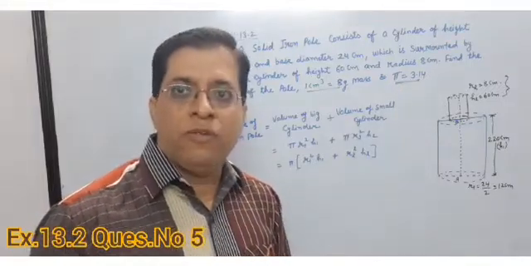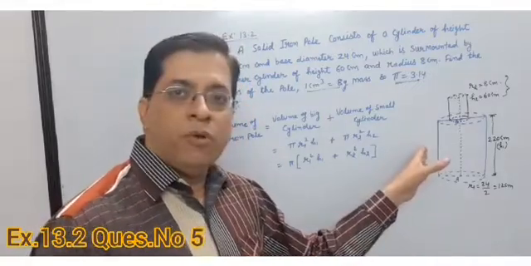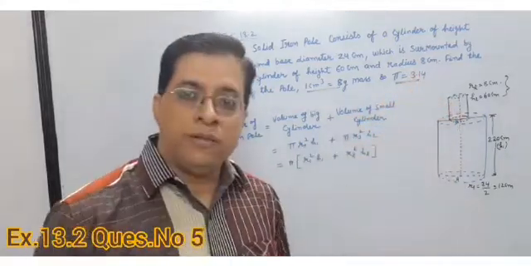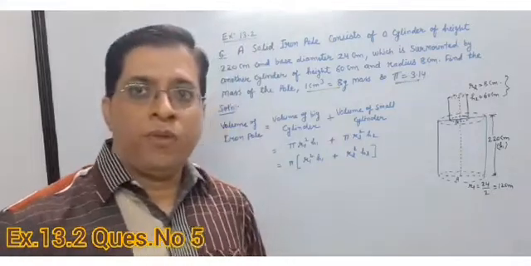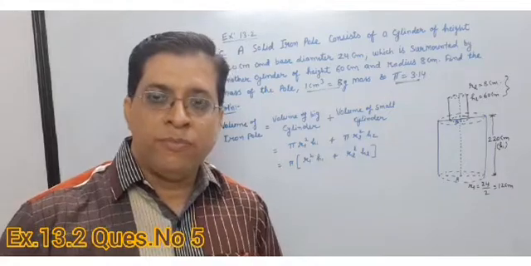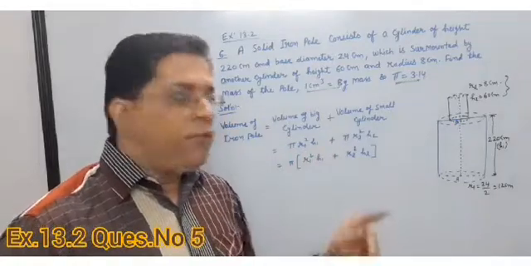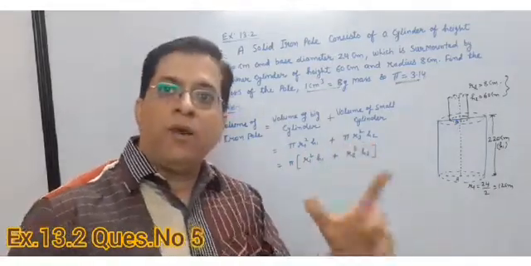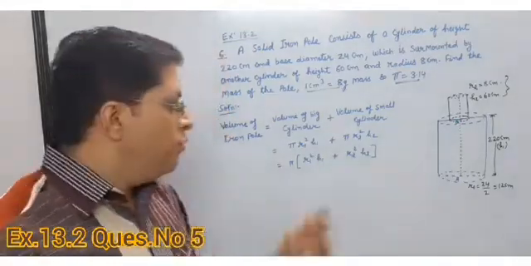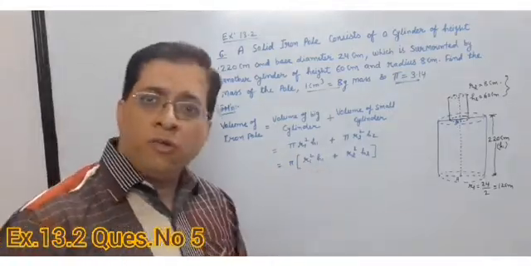Okay, whatever information is given to you, what can we do? You have to find the volume of the big cylindrical pole and the volume of the small cylindrical pole, and add them. What is the volume of a cylinder? Volume of cylinder is pi r square h. If I have the big cylinder, I take pi r1 square h1. If I have the small cylinder, I take pi r2 square h2. If I take pi outside, then r1 square h1 plus r2 square h2.